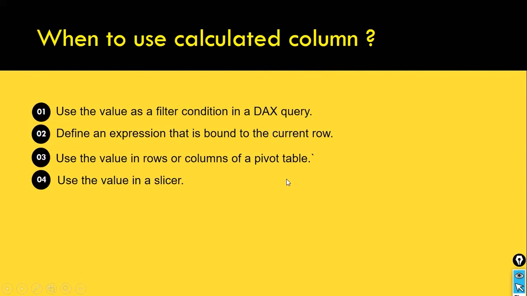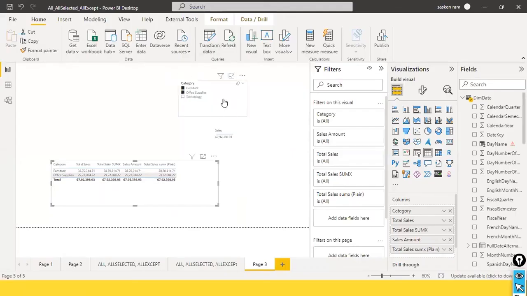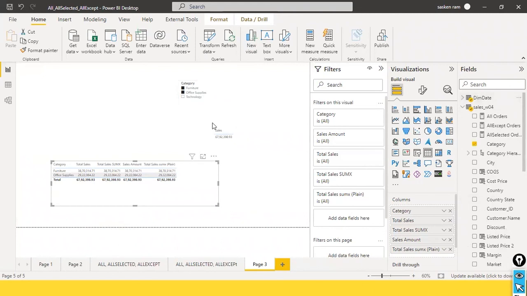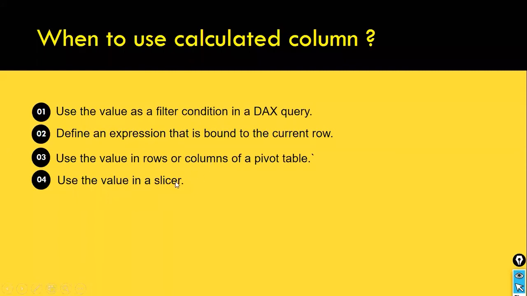Let's say you have created a slicer here. For this slicer, you don't have a column available already in your existing data set. You have created a calculated column, right? Do some kind of filtering. In that kind of situation, for a slicer, you need to have a column, right? You cannot use a measure for a slicer. So in that case, you need to have the calculated column.